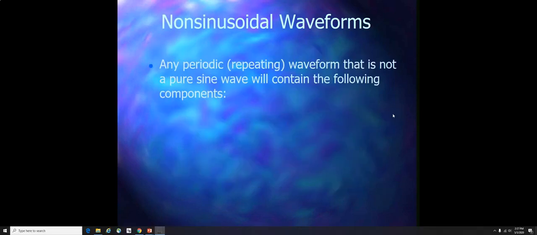Now come the non-sinusoidal waveforms. Non-sinusoidal waveforms are any periodic waveform that is not a pure sine wave, and they will contain the following components.